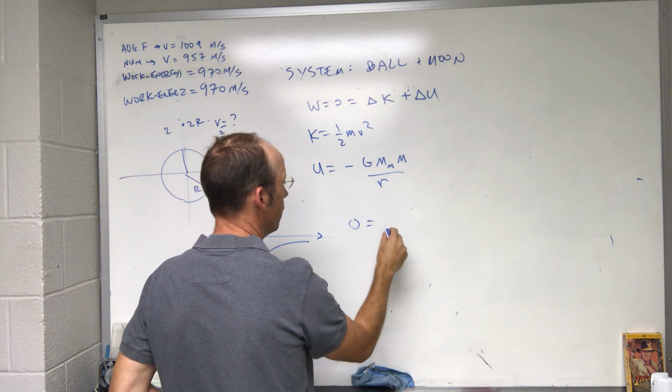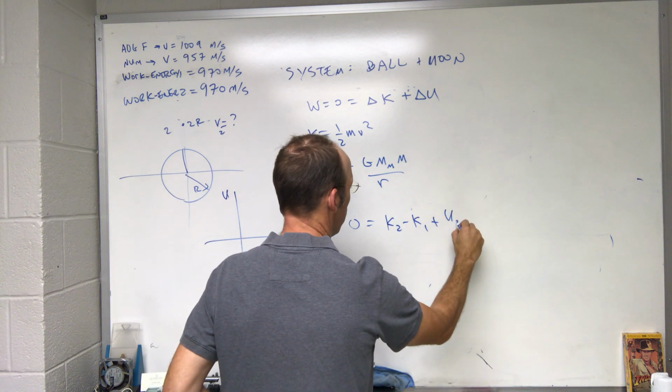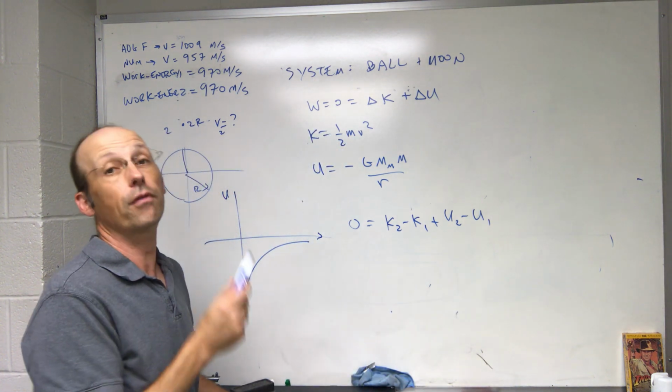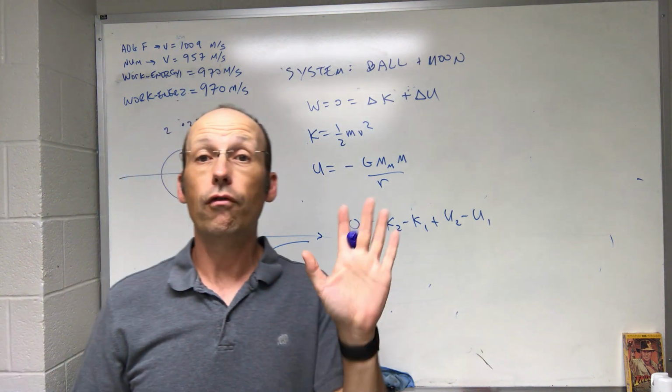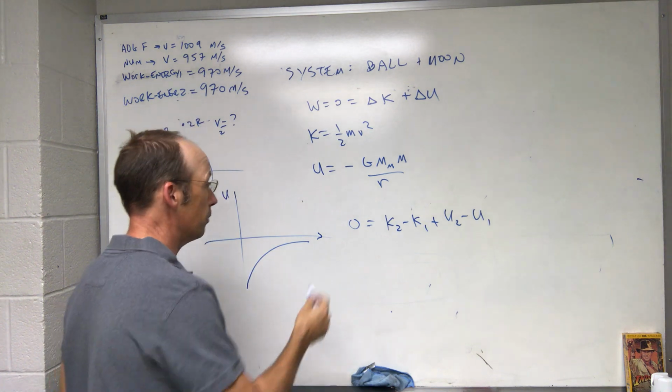So 0 is the change in kinetic energy, K2 minus K1 plus U2 minus U1. And I want to solve for K2 because I want to find out how fast it's going. This is a really great problem. I'm going to leave V1 in the problem, even though we're going to set it equal to 0. So let's just put in our values.